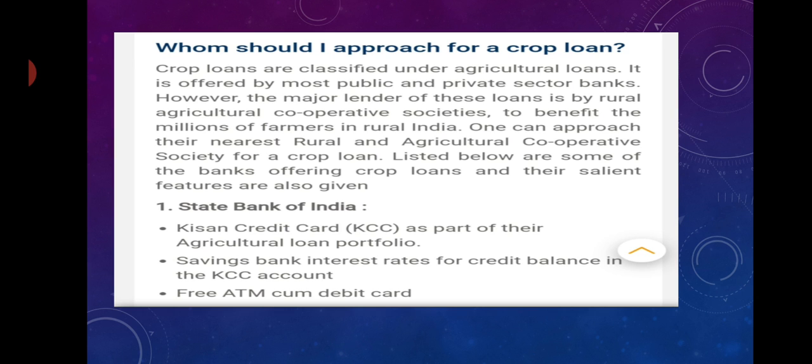And hence here, if you are looking for the crop loan, then it is classified under the title agriculture loan. It is offered by most of the public and private sector banks. However, the major lender of this loan is the rural agriculture cooperative societies, to benefit millions of farmers in the rural area. One can approach their nearest rural agriculture cooperative society for the crop loan. Listed below are some of the banks offering crop loans and their salient features as given below.